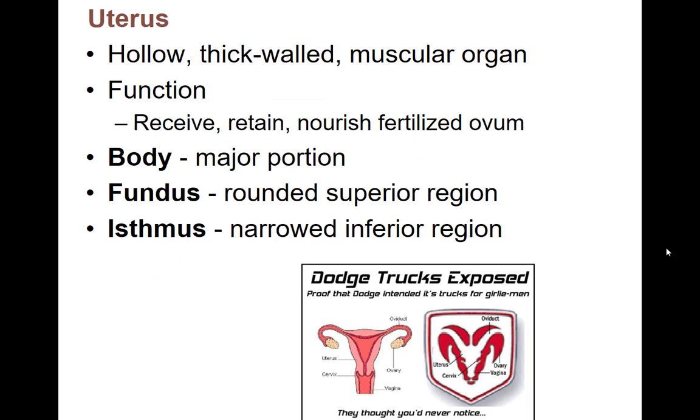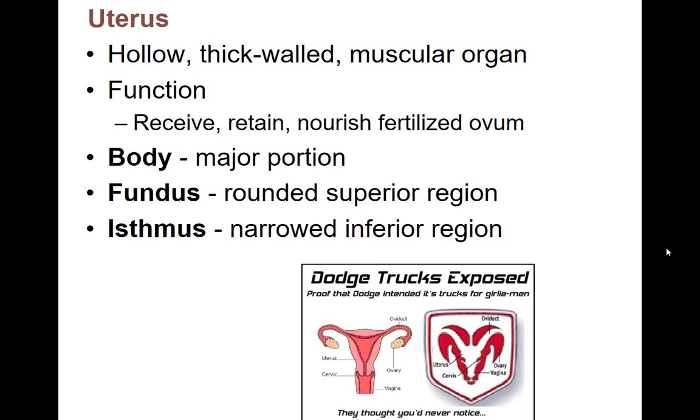Now, the uterus is hollow, there's nothing in there until you're pregnant. It's a thick-walled muscular organ, because of that whole thick myometrial layer. Its function is to receive, retain, and nourish that fertilized ovum, that fertilized egg, for 9 months. It's made to receive a fertilized egg, nourish it, and maintain that pregnancy for 9 months. The major portion of it, the main part, is the body. The fundus is the rounded top.